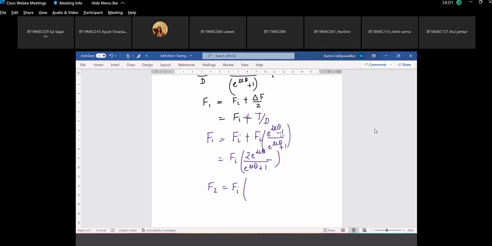So while I am adding this, plus 1 minus 1 gets cancelled. While I am subtracting e raised to mu theta, this term would get cancelled. And this will be Fi upon e raised to mu theta plus 1. So look at F1 and F2. They are a function of Fi multiplied by 2 times e raised to mu theta upon denominator, and this is 2 upon e raised to mu theta plus 1.